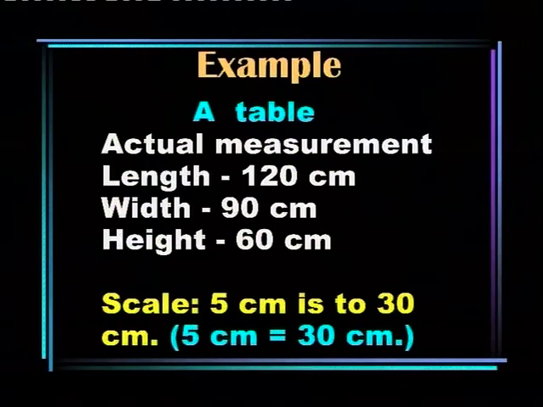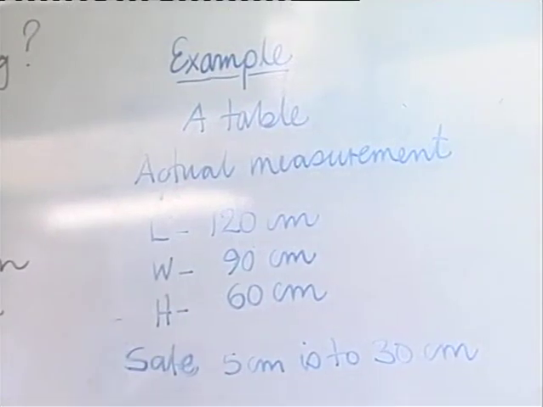Now, our example is an example of a table. This table's actual measurement is: the length is 120 centimeters, the width 90 centimeters, and the height 60 centimeters. Now we have a look at this example table here.